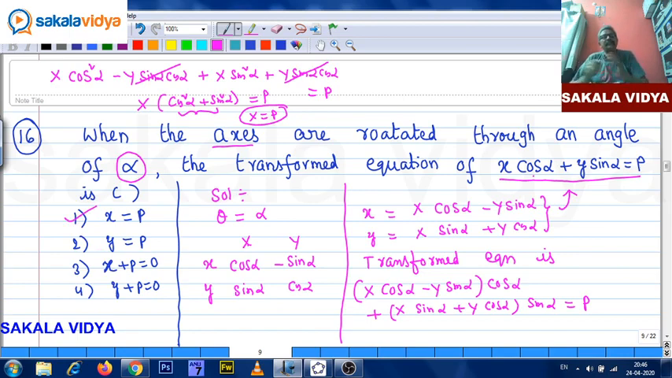So this is a very lengthy method, understood now. Without doing this, just by observation of the figure we can tell the answer.